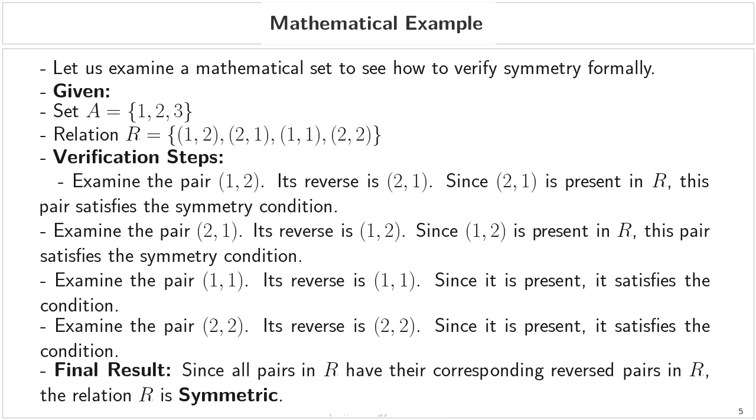In conclusion, since every single pair in relation R has its corresponding reversed pair also present in R, we can formally state that the relation R is symmetric. Keep this process in mind, as in the next slide, we will discuss some common mistakes students make when performing this type of verification.